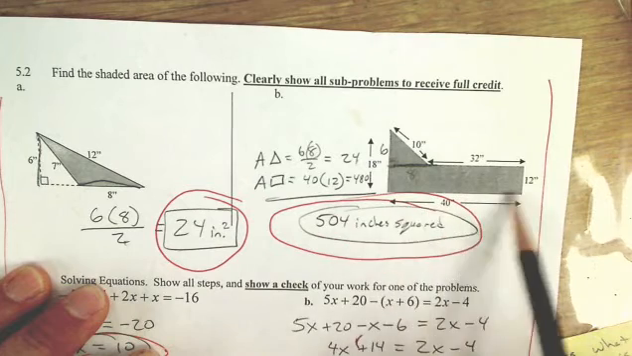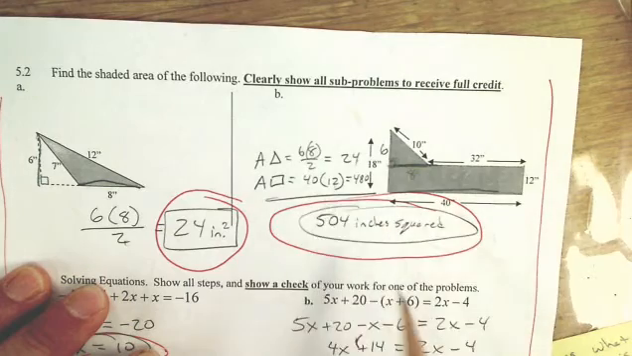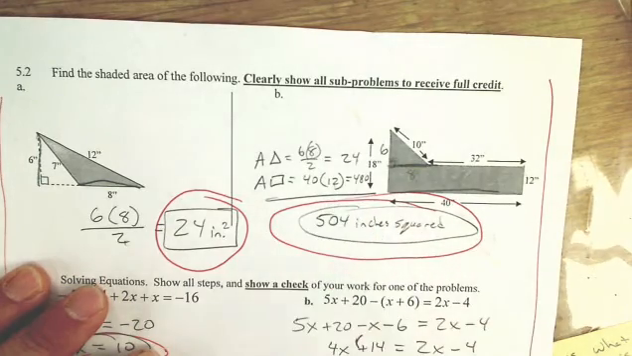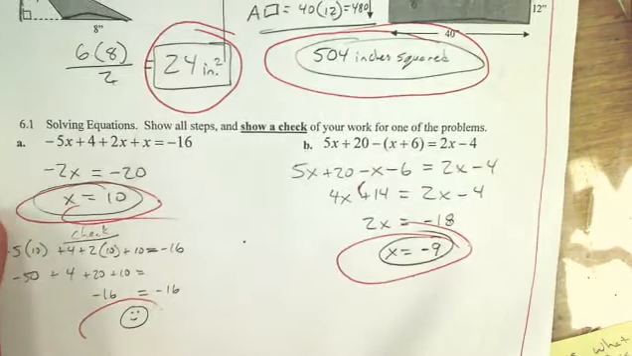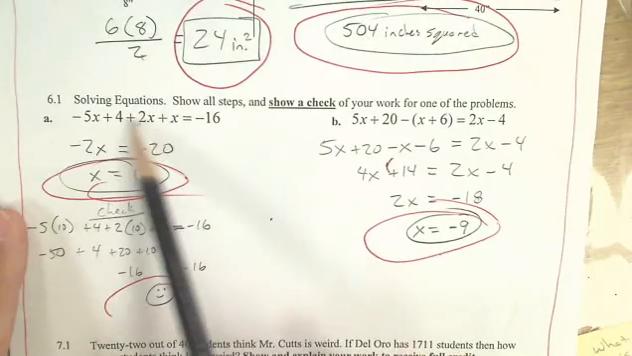The area of this big rectangle is base times height. And there we go. Combine them together, and that would be the total area. Combine like terms.